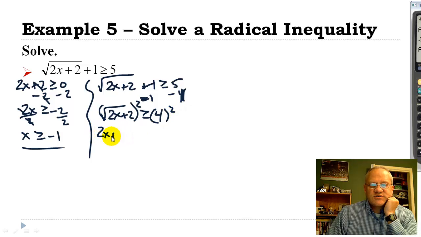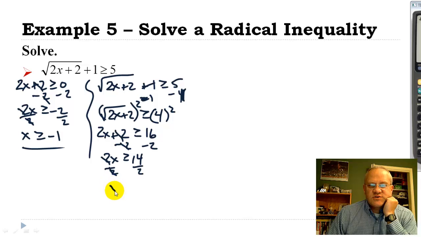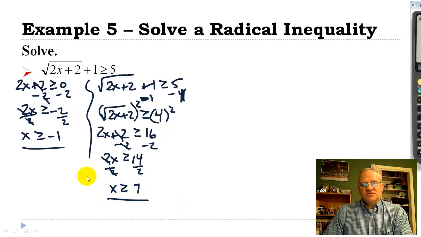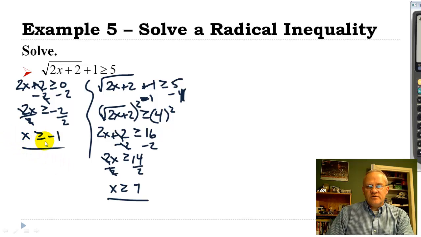So you have 2x plus 2 is greater than or equal to 16, minus 2. So 2x is greater than or equal to 14, divide by 2. So x is greater than or equal to 7 is the other part. So there's our two parts. x is greater than or equal to negative 1, and x is greater than or equal to 7.